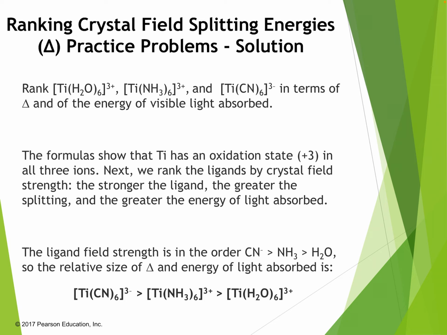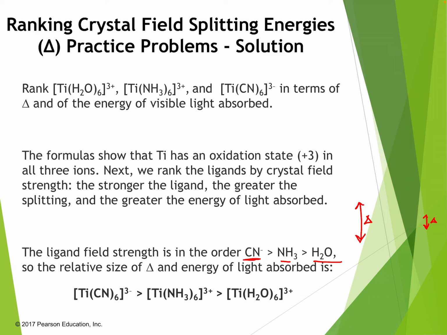So if we went and looked at the spectrochemical series, we would see that cyanide is our strongest one here, ammonia falls in the middle, and then water is the weakest. So that means cyanide is going to split it the most, right? We're going to have the largest delta value, and then water is going to have the smallest.